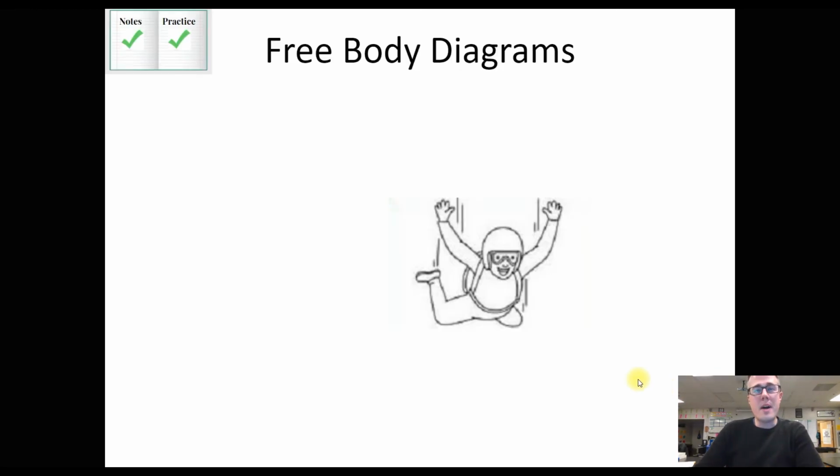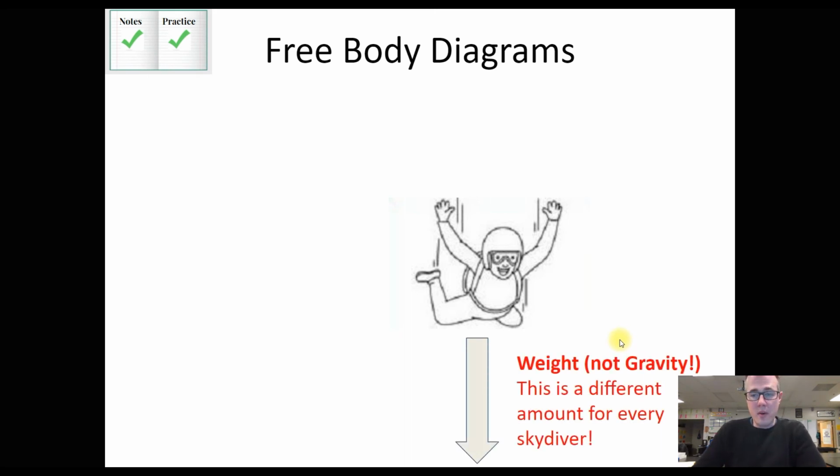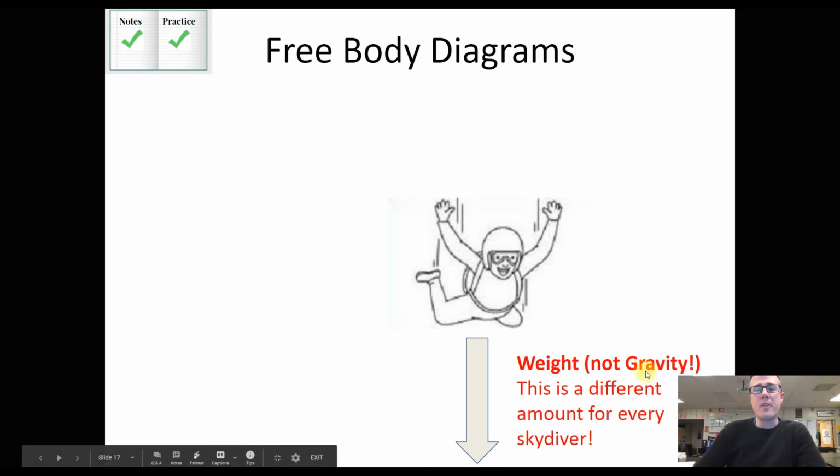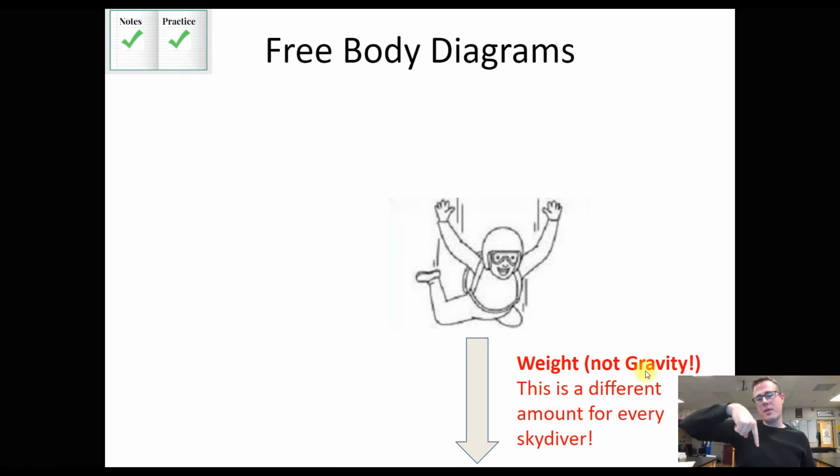In free fall, our free body diagrams are actually pretty simple because we only have an up and a down component. We're going to ignore anything from side to side. And the down part is always going to be weight. Not gravity, weight. And it's different for every skydiver. So if you are like me, I have a big weight. I would have a weight arrow pointing down that's much bigger than maybe yours would.